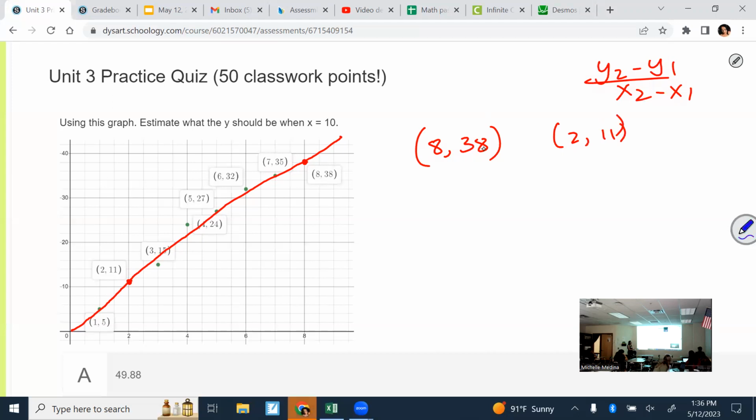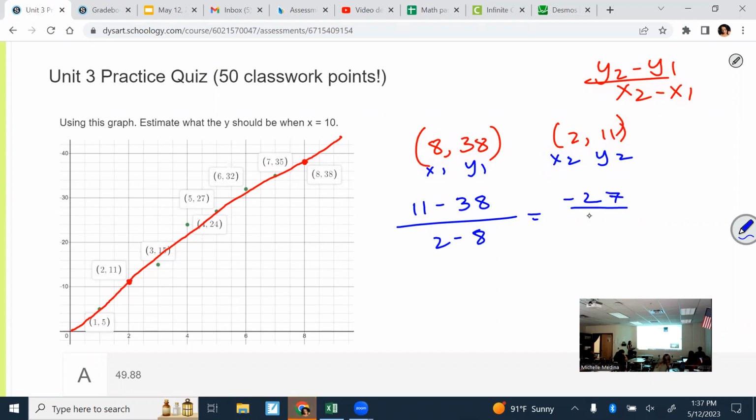Once you do, you make one of them x1, y1, the other one x2, y2, and plug it into your formula. So the way that I labeled it, it's going to be 11 minus 38 over 2 minus 8. There's tons of other points you could have picked, but these were the ones that I thought were clear to see. So on top, I get -27. On the bottom, 2 minus 8 is -6. We're going to divide those, and so my slope is about 4.5.